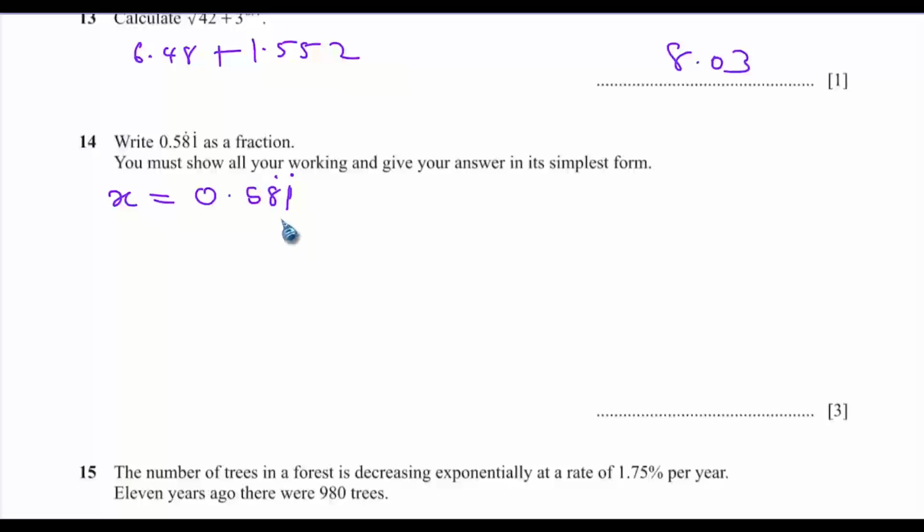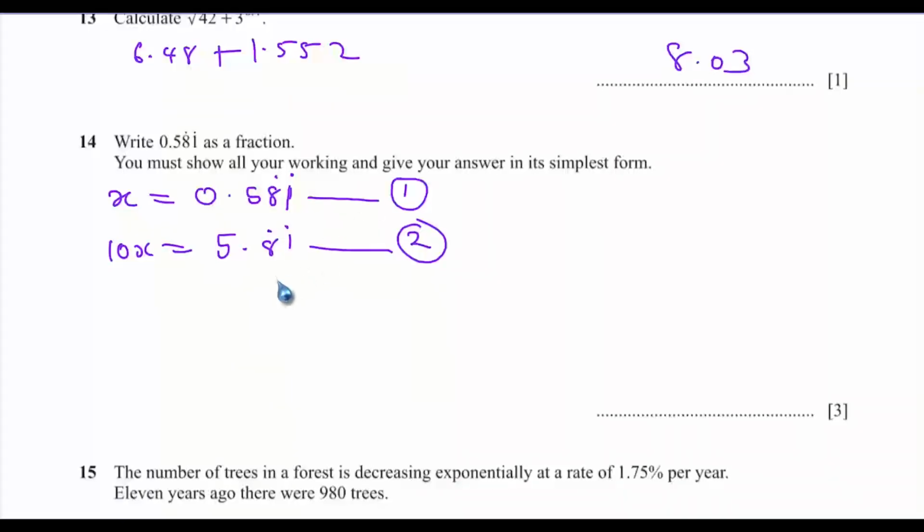So what we need to do is to multiply this. Let's call this equation 1. We need to make the repeated digits come immediately after the decimal point. For that to happen, we need to multiply equation 1 by 10. So if you multiply it by 10, we have 10x equals 5.81 with the recurring decimal sign there. Let's call this equation 2.